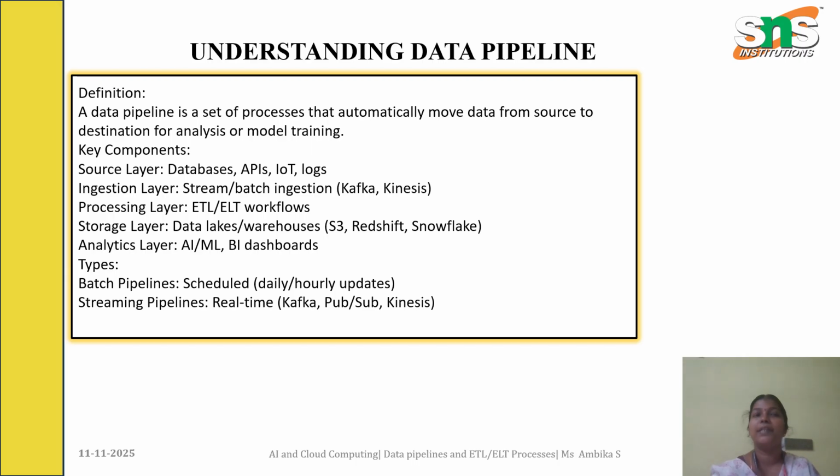Now let us understand the data pipeline. What do you mean by a pipeline? It is a setup process that automatically moves the data from source to destination, and it is sent for analysis before the model is trained. The key components include the source layer, where the data comes from, which might be databases, APIs, or IoT data. Next, the data will be ingested in two ways: either batch ingestion or stream ingestion.